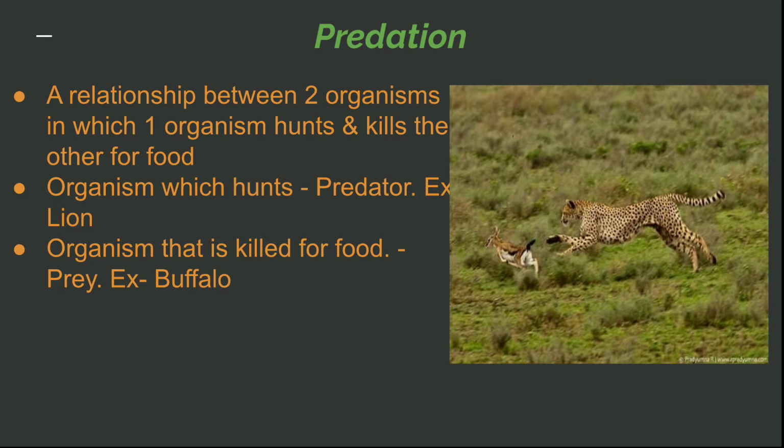So these are the three relationships: symbiosis, parasitism, and then predation. Next we come to types of ecosystem.